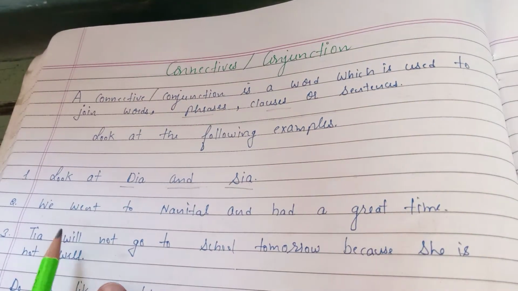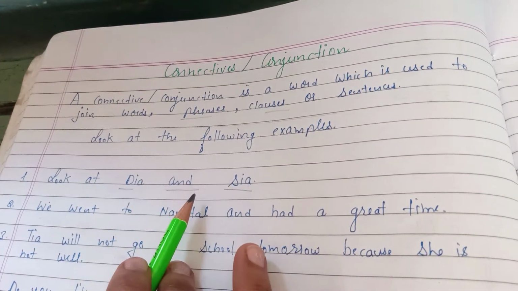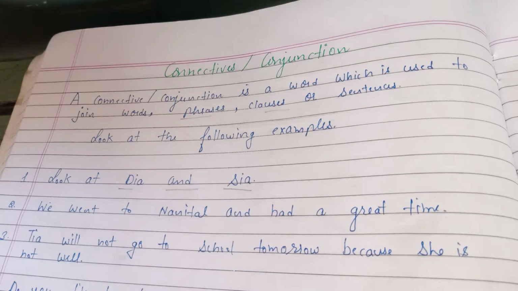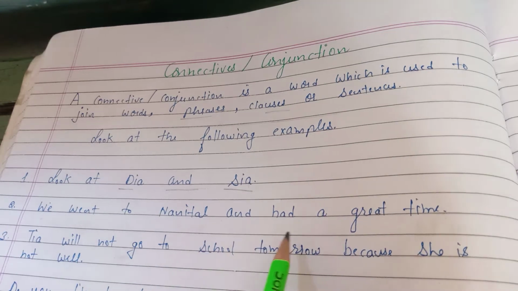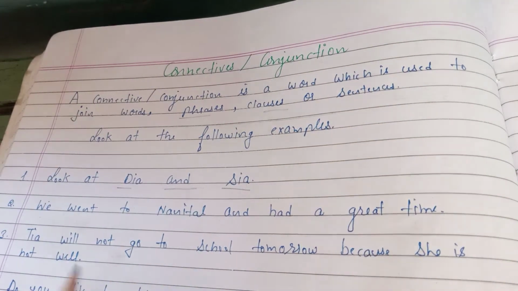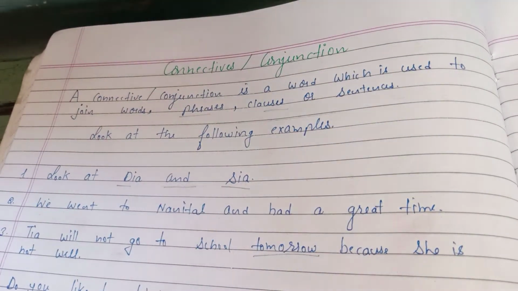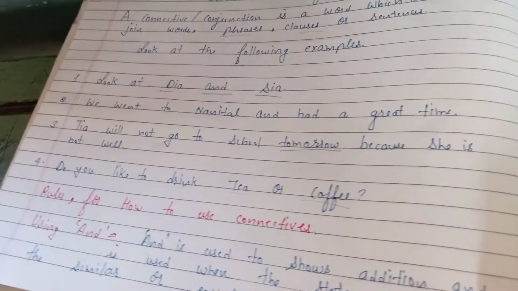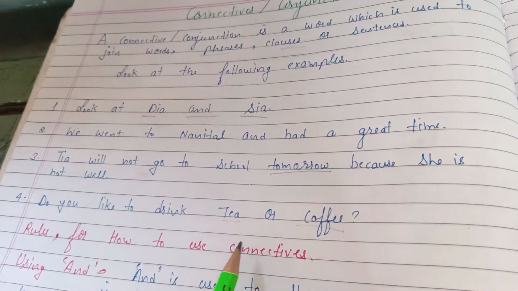So here are some examples for you. Look at Dia and Sia. Here Dia and Sia are the names of two girls, but we take both the girls' names in one sentence using and. We went to Nainital and had a great time. Tia will not go to school tomorrow because she is not well. Here because is the connective or conjunction word. Do you like to drink tea or coffee? Here or is used only for choosing one option.